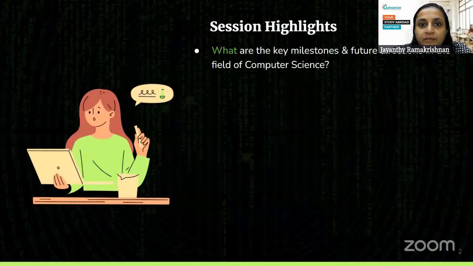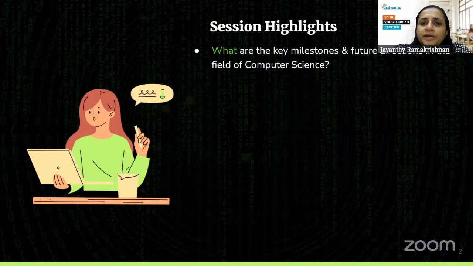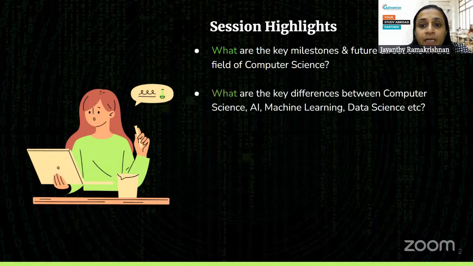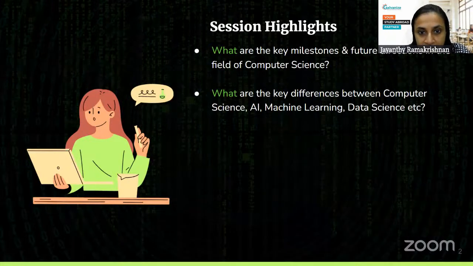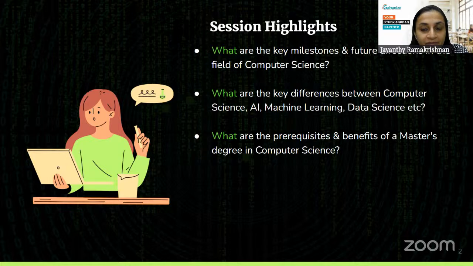Okay, so let me begin by telling you what the session highlights are going to be. I'm going to start very briefly with an introduction. All of you know about computer science. I don't think I need to tell you what it is, but I'll start very briefly with an introduction about the key milestones and what the future directions would be in this field. Then I'll move on to talk about some key differences and similarities between computer science, AI, machine learning, data science, etc. I will also talk about the prerequisites that you should have if you are planning to do a postgraduate degree in computer science.